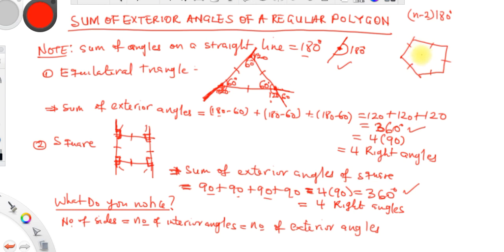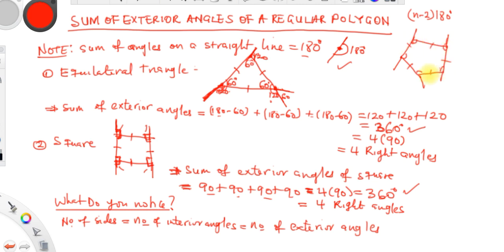Okay, yes. So you can get an exterior angle here for this angle. This angle you have an exterior angle, and this angle you also have an exterior angle. This angle you can have an exterior angle. This angle you can also have an exterior angle, and for this interior angle you have an exterior angle. So we have 1, 2, 3, 4, 5.